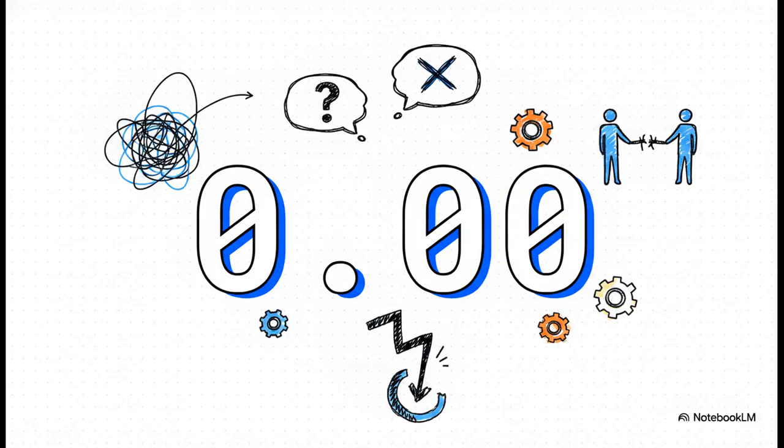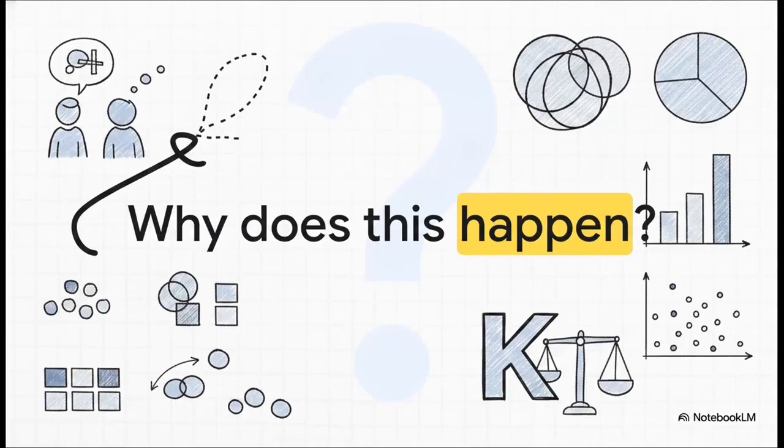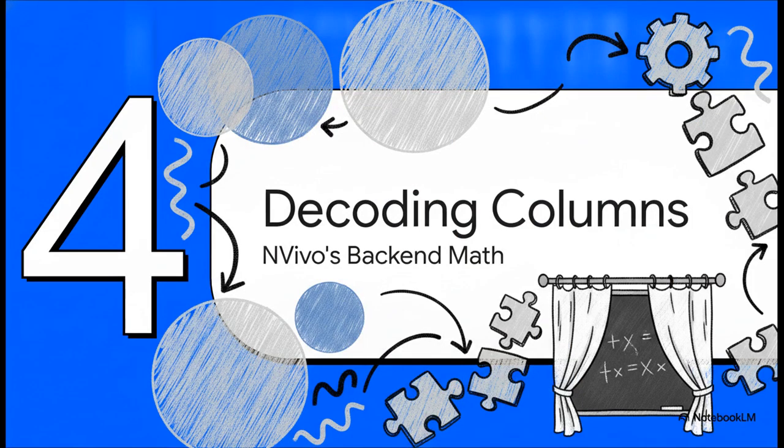But then you look just one column over on that exact same report for the exact same code, and you see this. A Cohen's kappa of 0.00. Yikes, total failure. So why does this happen? How is it even mathematically possible for two researchers to agree 96% of the time, yet have a kappa score of 0, which basically means no meaningful agreement whatsoever? Let's move to Section 4 and see how this builds.